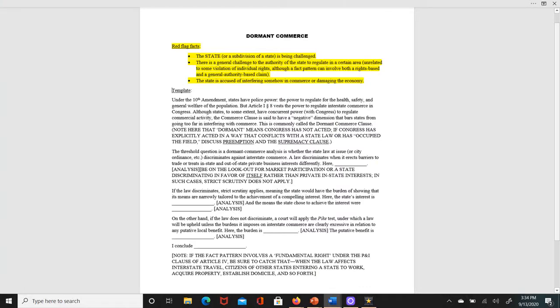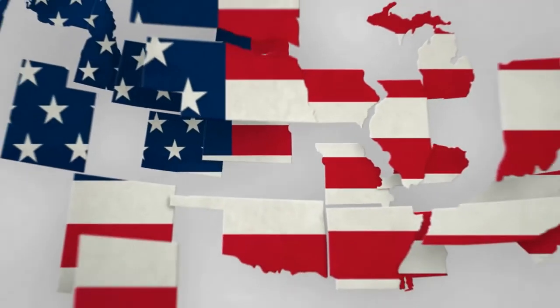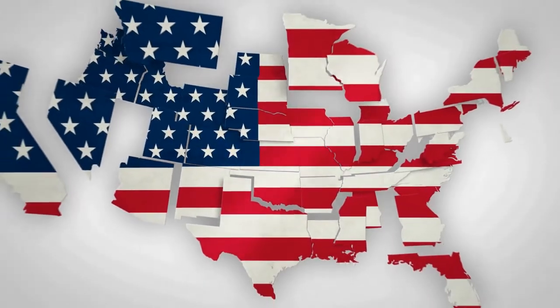Hi everyone, let's talk dormant commerce here, and we'll start as always talking about what red flag facts you're looking for that would trigger a dormant commerce clause analysis. Unlike the straight up commerce clause analysis, which is triggered when Congress does something, dormant commerce analysis is triggered when a state does something, or a subdivision of a state, a city. So to repeat, it is so critical in identifying issues in constitutional law questions, which government is doing the acting.